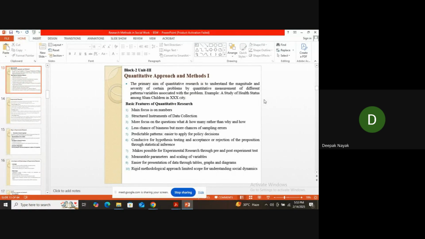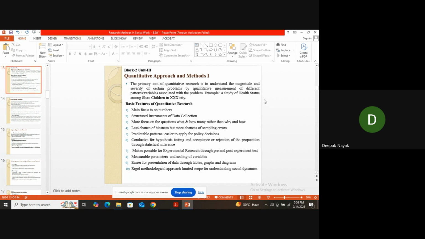There are less chances of biasness in quantitative research in comparison to qualitative research. There is also some biasness in terms of selecting the respondents that may play a role here, but there is less chance in comparison to qualitative research. Once you are done with scientific design and tools and techniques of data collection, there is less chance of biasness.